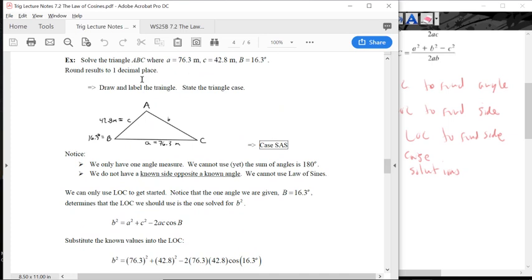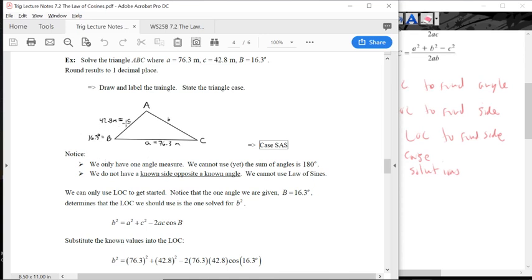Okay, so here's an example. Solve the triangle where the side length a is 76.3 meters, side length c is 42.8 meters, and angle B is 16.3 degrees. We're going to start by drawing and labeling a triangle. Sorry for the typo there. So, triangle ABC, labeling the angles, labeling the side lengths, and then inputting the numerical values that were given. So side length c is 42.8, side length a is 76.3, angle B is 16.3 degrees. Now assess what case we have.